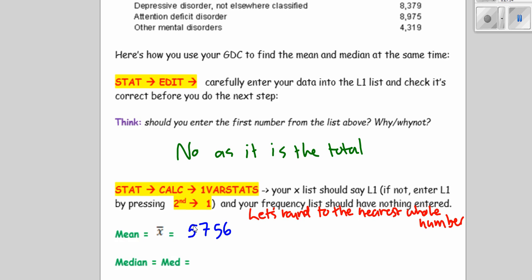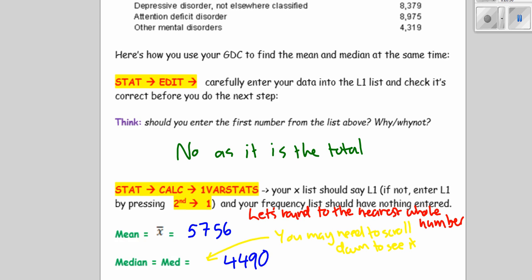Yeah, so scroll down. Wait, how do you see it? Once you've got your mean, you just scroll down. No! 5, 7, 5, 6. Yeah, the mean was the x bar. So what do you get for your median? 4490. Do you guys agree? Yes. Cool.